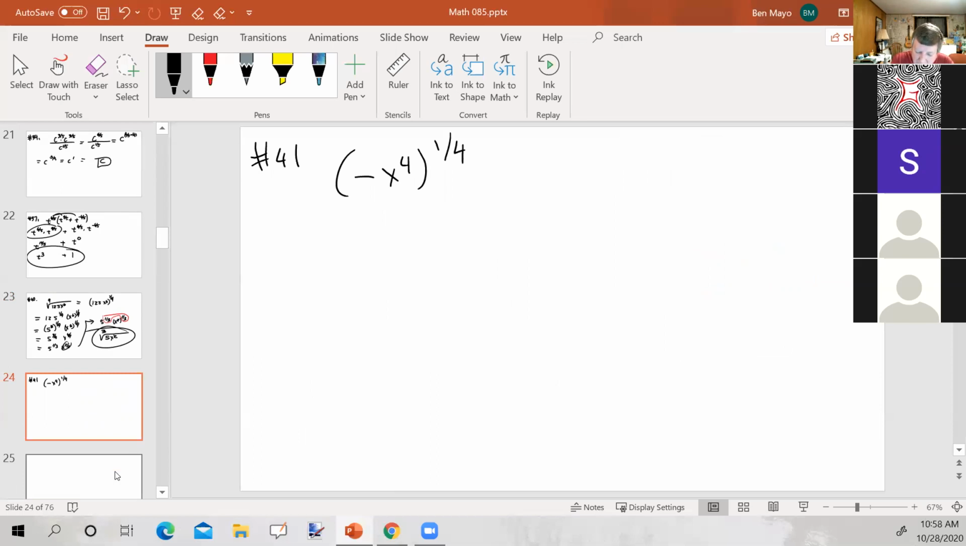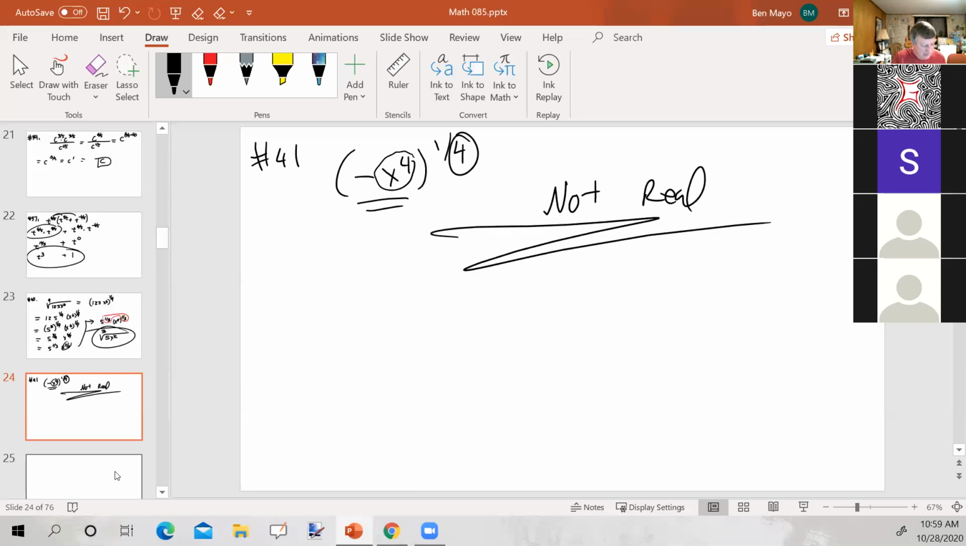consider this. If x is positive or negative, whichever one it is, by raising it to a 4th power, x to the 4th would be positive or 0, but it could not be negative. So then the negative sign in front of it tells us that this base is negative, but we're taking an even root of a negative number, and that is not real. And there you have it, folks.